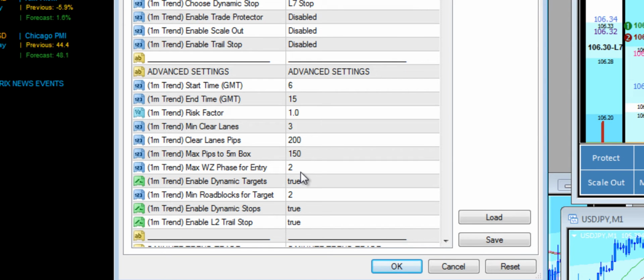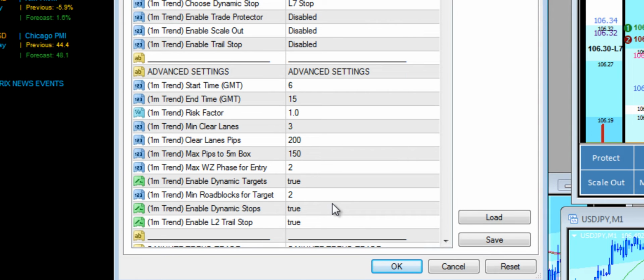So you want to keep the white zone phase, and 0 is not good either. I don't have a minimum on this, but you really don't want to take trend trades when the white zone phase is 0. Okay, 0 means it's pretty much consolidating.